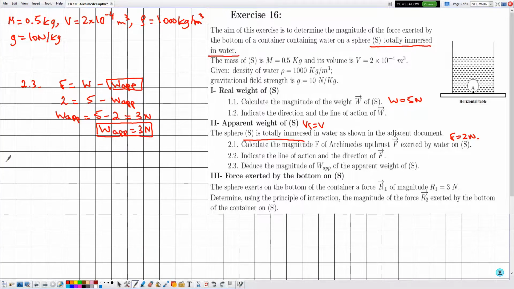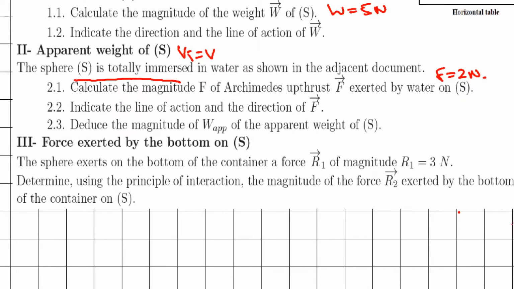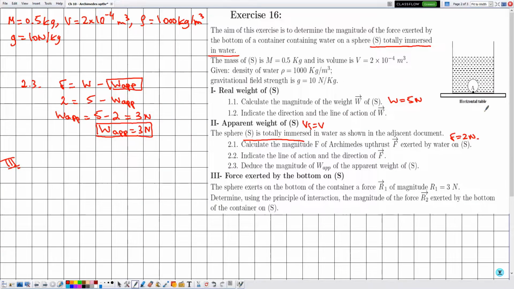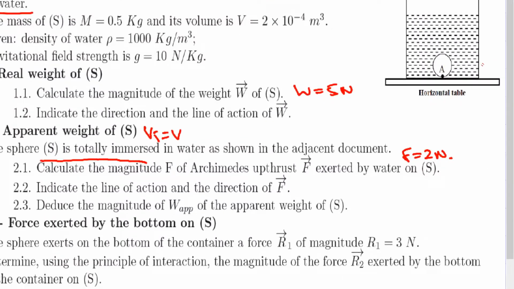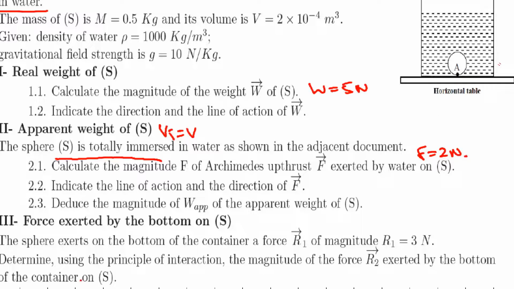Now part 3 of this exercise and the final part. Force exerted by the bottom on S. So here we are referring to the opening of this exercise or the aim. Now the sphere exerts on the bottom of the container a force R1 of magnitude R1 is equal to 3 newtons. So here they are telling me that what does R1 represent? It's the force exerted by the sphere on the bottom of the container.